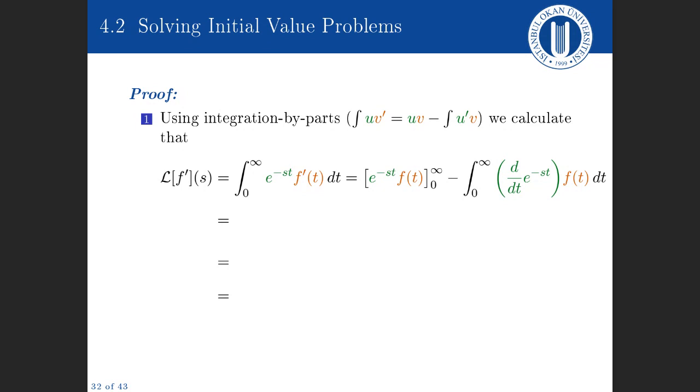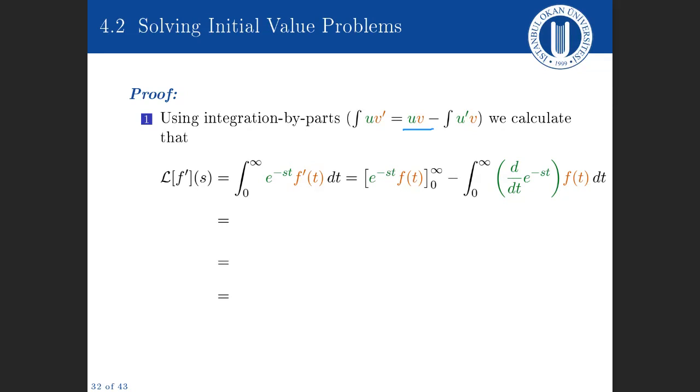Starting with the Laplace transform of f prime, that's the integral from 0 to infinity, e to the power minus st f prime of t dt. Using integration by parts, for the first term, the green function stays the same. For the orange function, we integrate it. So we get e to the power minus st f of t, calculated at 0 and infinity.